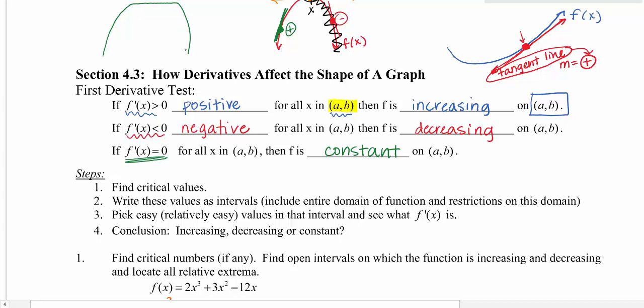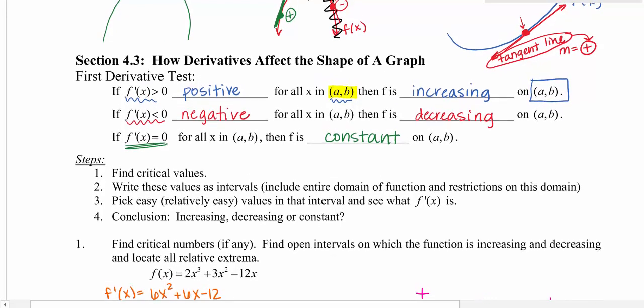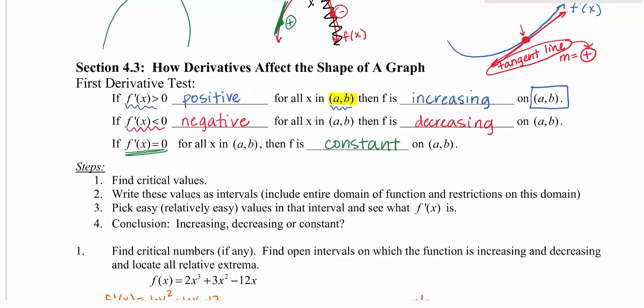Okay, so I outlined some steps for the first derivative test, but we'll go through these. We are going to find critical values, so it is very important that you practice your critical values from the previous sections. You're going to write these values as intervals. Include the entire domain of the function and make sure you include restrictions to that domain as well. And then we're going to do that as intervals on a number line. I use a number line.